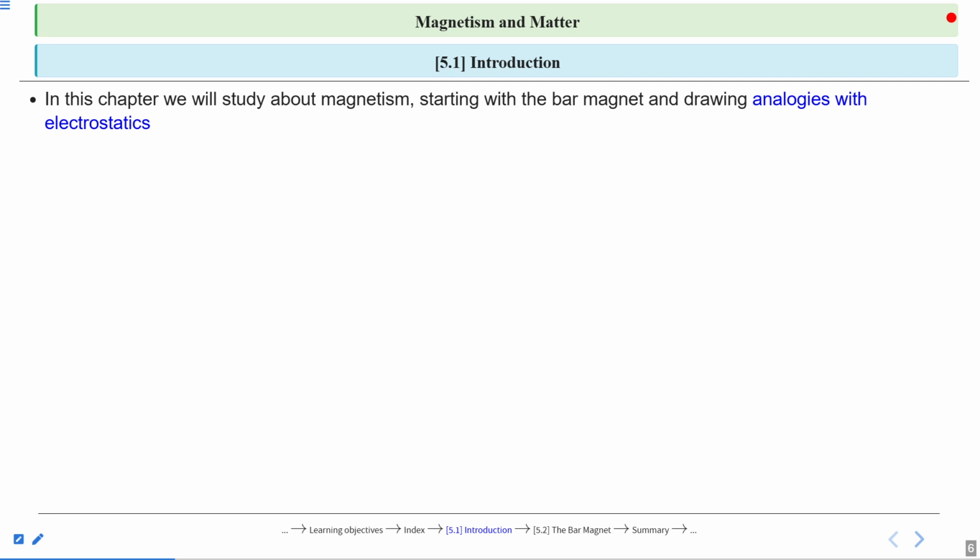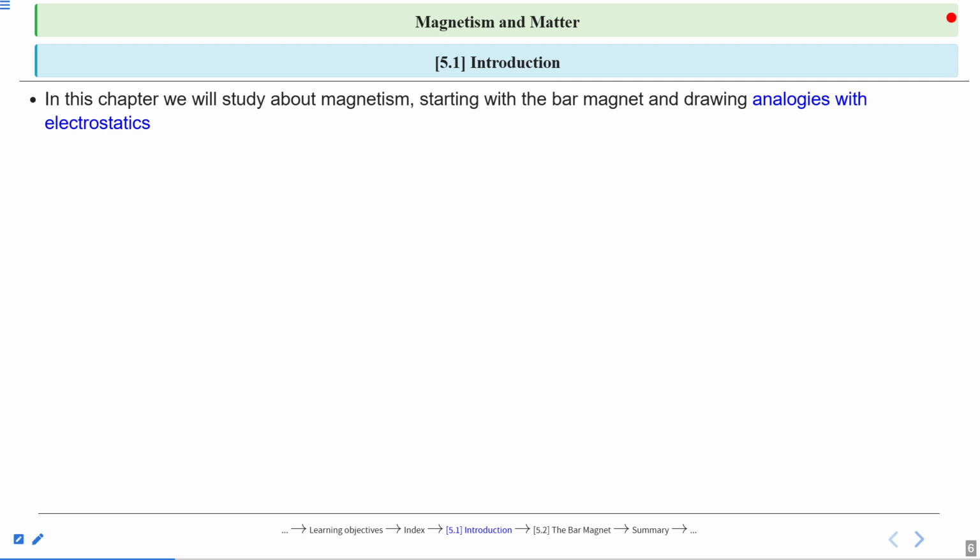In this chapter we will study about magnetism, starting with the bar magnet and drawing analogies with electrostatics. We are going to discuss the bar magnet in detail in our initial topics. Then we will move to magnetic materials, and how magnetism is produced in the materials. You may have seen the magnet. There is no current flowing through the magnet, but it is showing magnetic properties. Why? Due to some other phenomenon that we are going to discuss in this chapter.